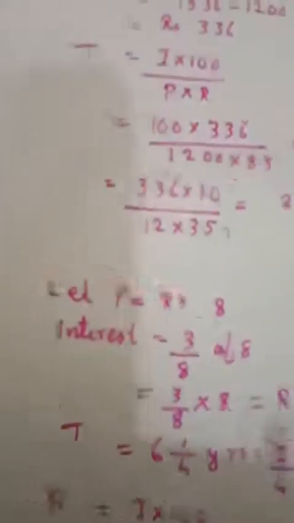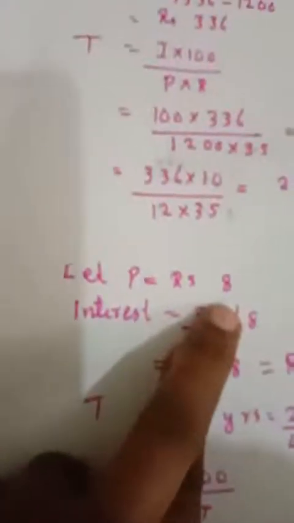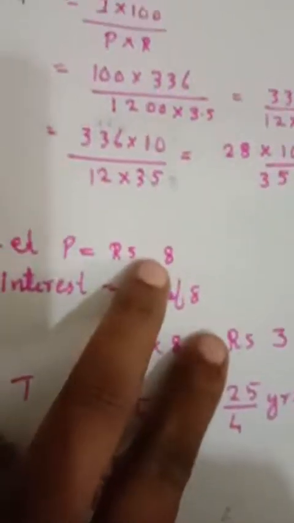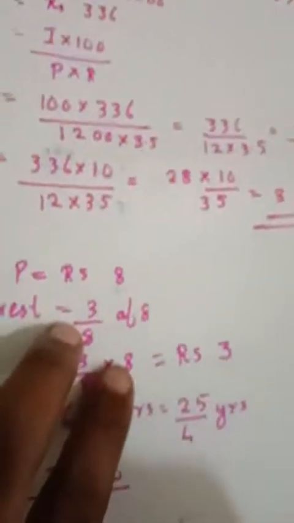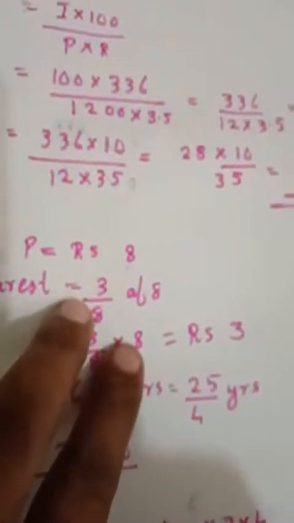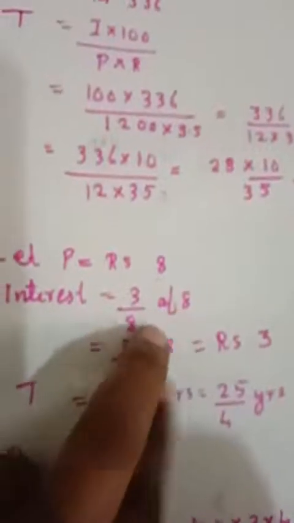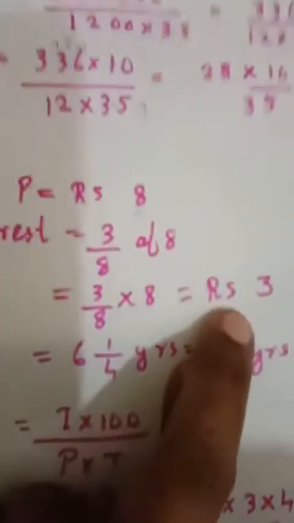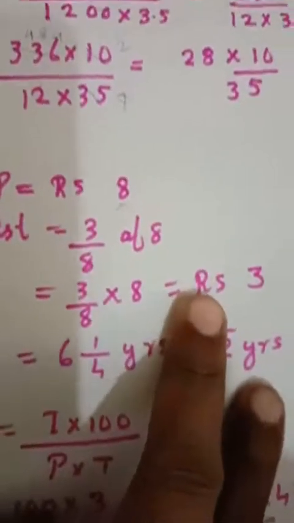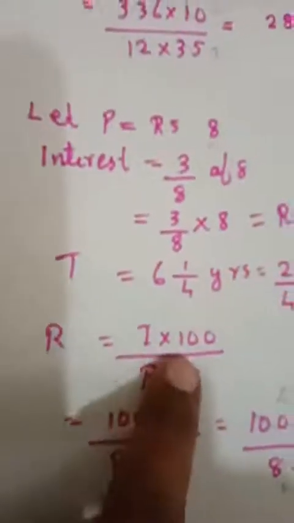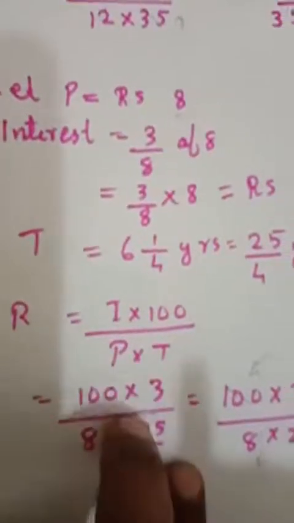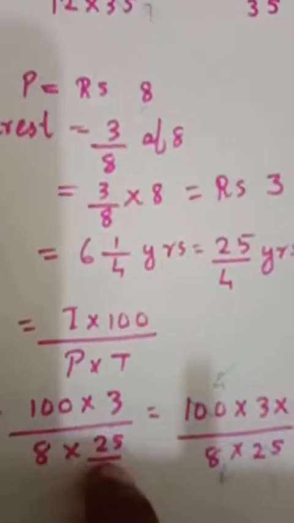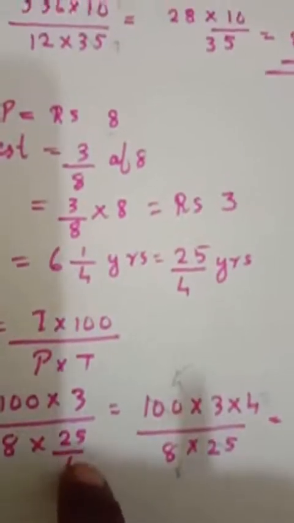6%. Only one thing you remember: let P be equal to 8. Don't take 100 and all. Let it be 8, because interest is 3 by 8 of the sum, so 3 by 8 of 8. This 8 will get cancelled and we will get rupees 3 as interest. So it will be simple for calculation. So R is equal to 100I by PT, so 100 into 3 by 8 into 25 by 4. So 6%.